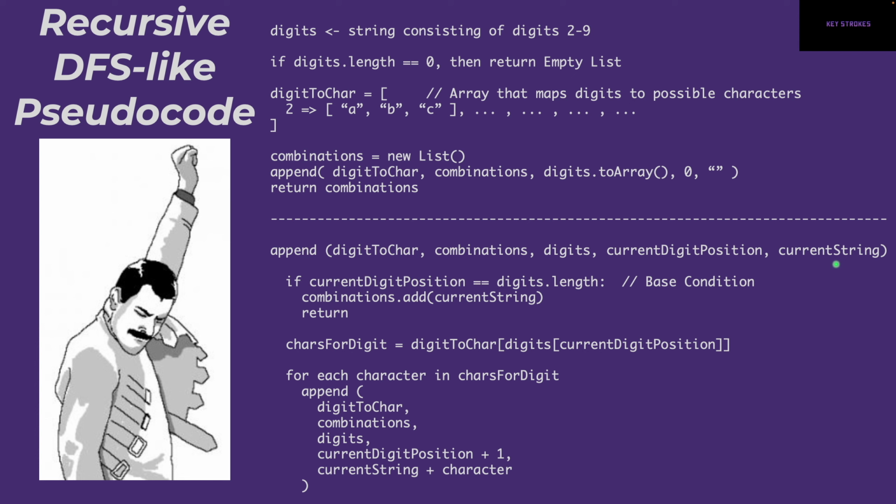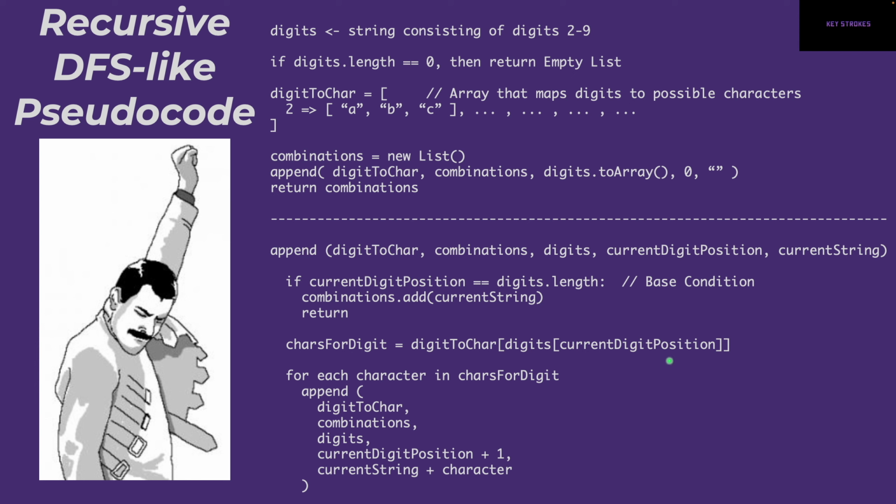For any recursive function, let's talk about the base condition first. If the current digit position is equal to the digits.length, that means we have used all the digits that were given to us as the input, and the string that we have formed so far is one of the combinations that we're interested in. So we just add this current string to our combinations and then we return back, as there are no other digits for which we need to form the combination.